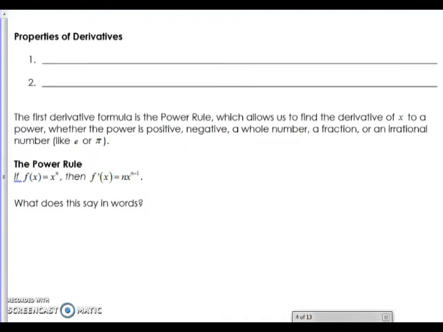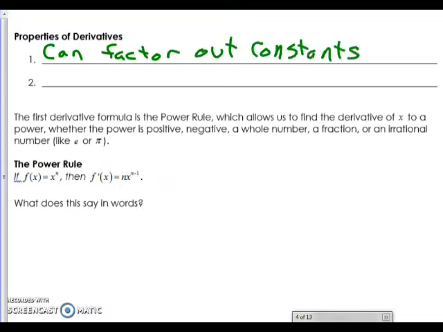Okay? So the properties of derivatives, right? We're going to go through and talk about how you can factor things out. So you can factor out constants from a derivative. And you can also take derivatives term by term. Remember, terms of a polynomial are separated by plus or minus signs, and you can take a derivative term by term.